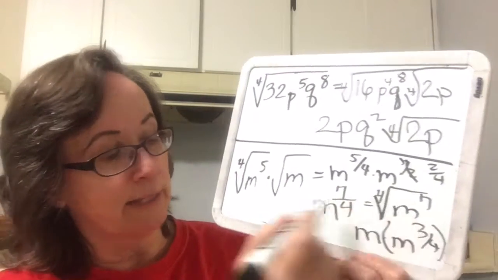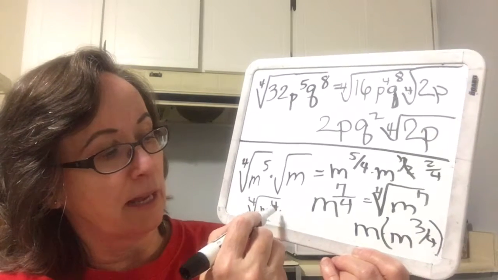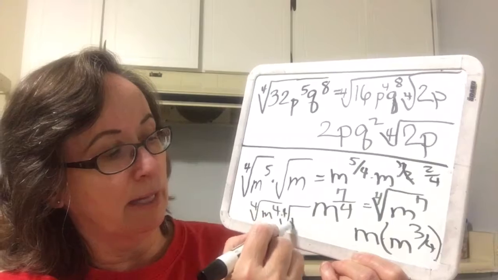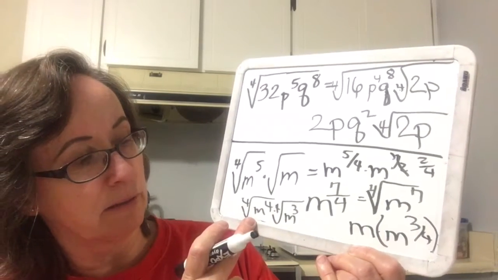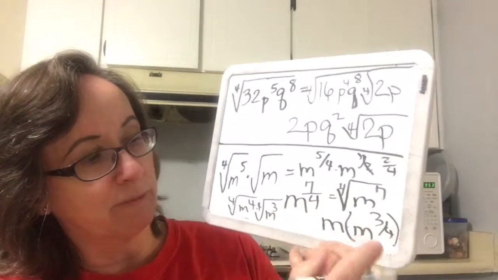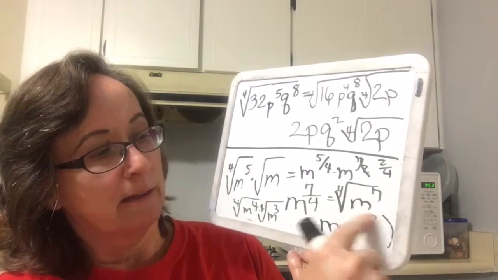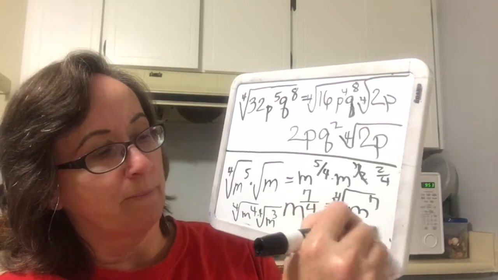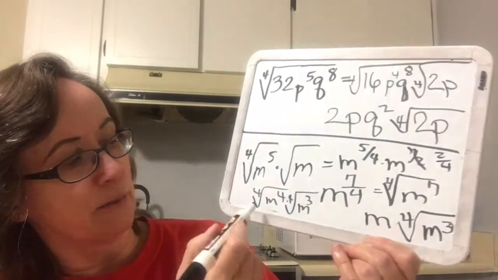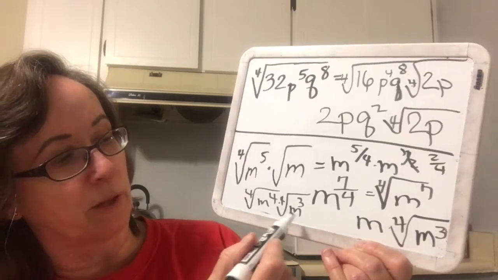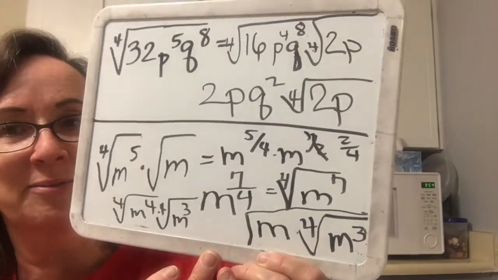Or you could take this radical, fourth root of m to the 4th times fourth root of m cubed, and then you can see that this comes out, and we would have to write this as a radical. I forgot, we have to write this as the fourth root of m cubed. Okay, so this would also be m times the fourth root of m cubed. So that would be your answer down there.